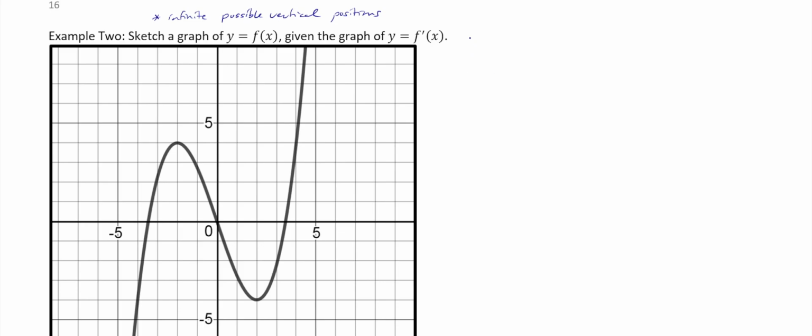Okay, so let's do a little bit of analysis here. Our f prime at x is a cubic, so that means that the original function that we're going to have to draw should be a quartic.